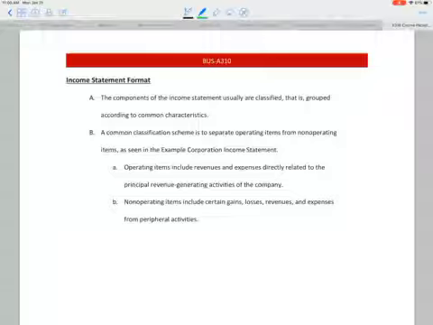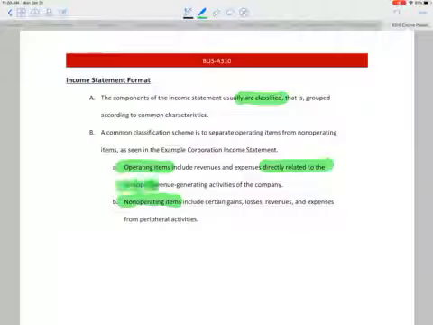The income statement format is also classified, meaning it's grouped according to common characteristics. And so what you're going to see is operating items separated from non-operating items. Operating items are the things that are directly related to whatever it is that we typically do in the company. So these are transactions that occur due to the normal course of business, whereas non-operating items would include some gains and losses and revenues and expenses from other things that aren't directly tied to what we normally do.